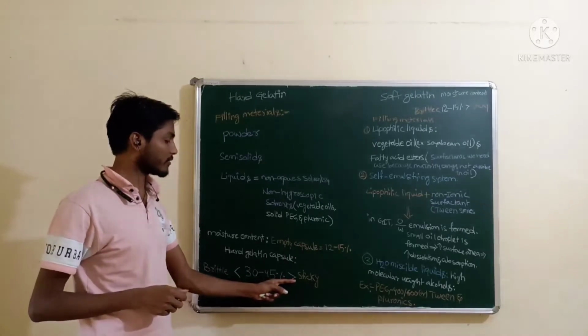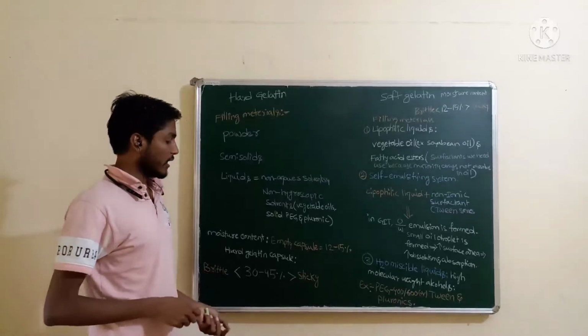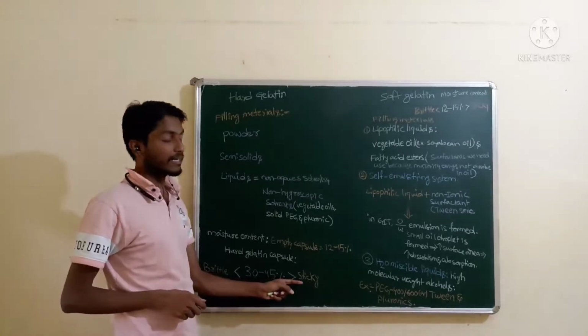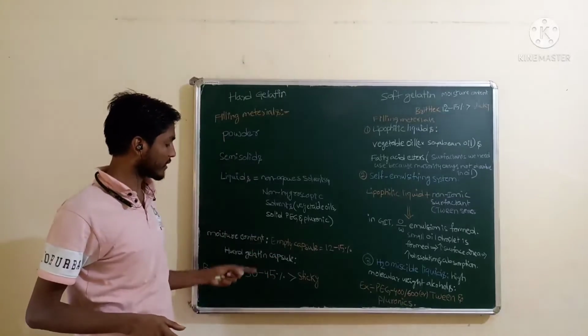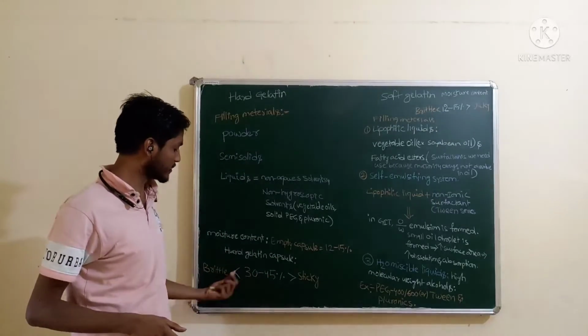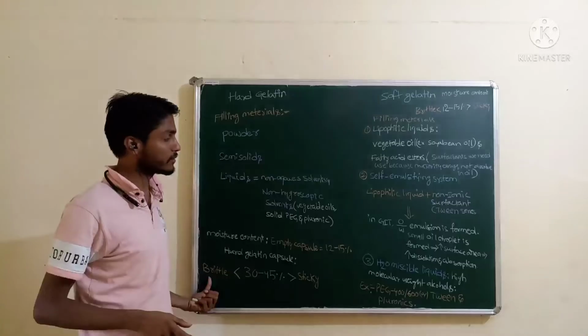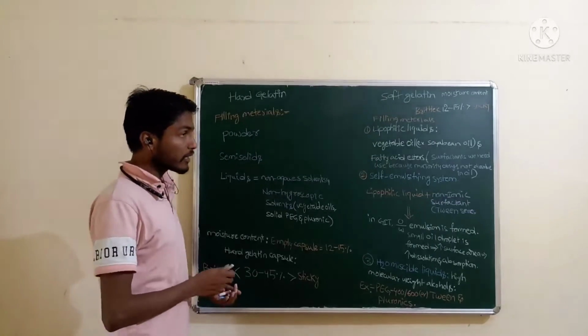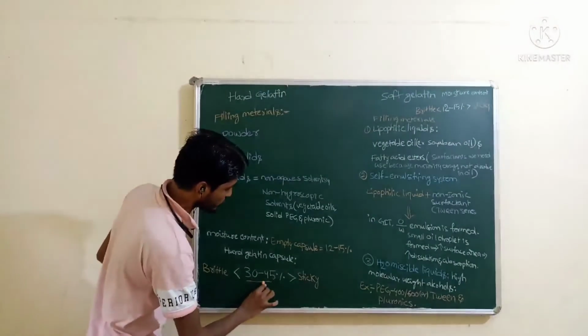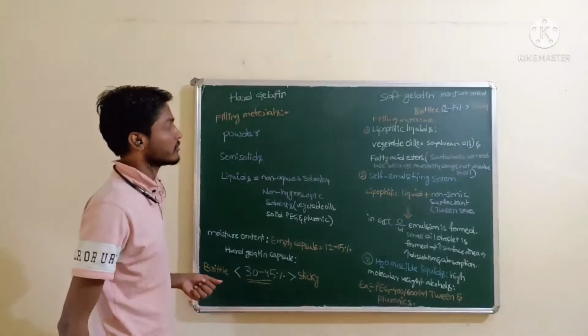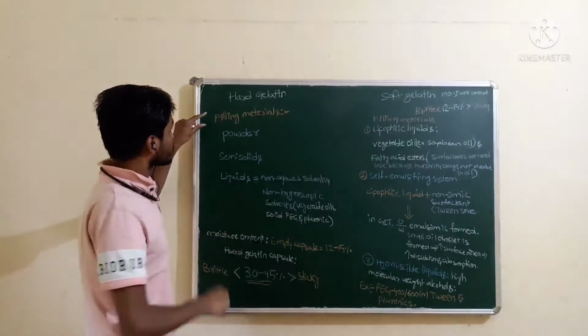If the moisture content is above this level of 30 to 45%, this leads to stickiness of the hard gelatin capsule, or below this range it leads to brittleness. So the appropriate moisture content should be maintained in hard gelatin capsules and soft gelatin capsules.